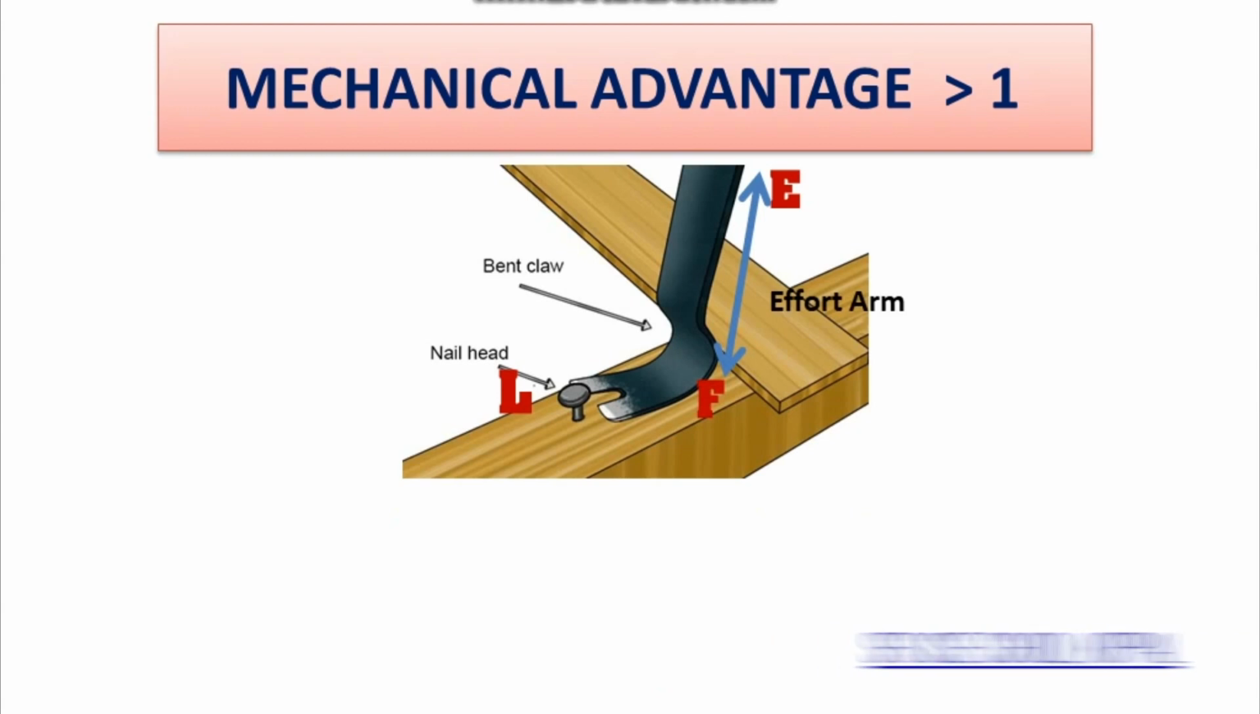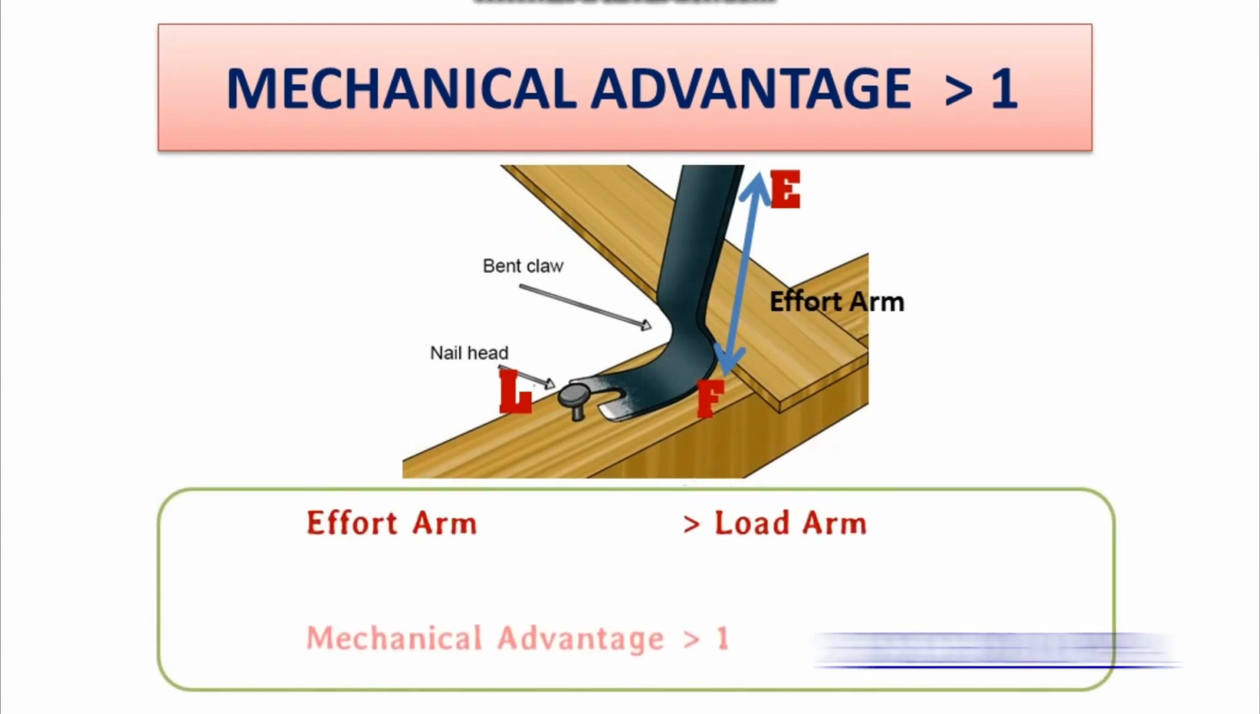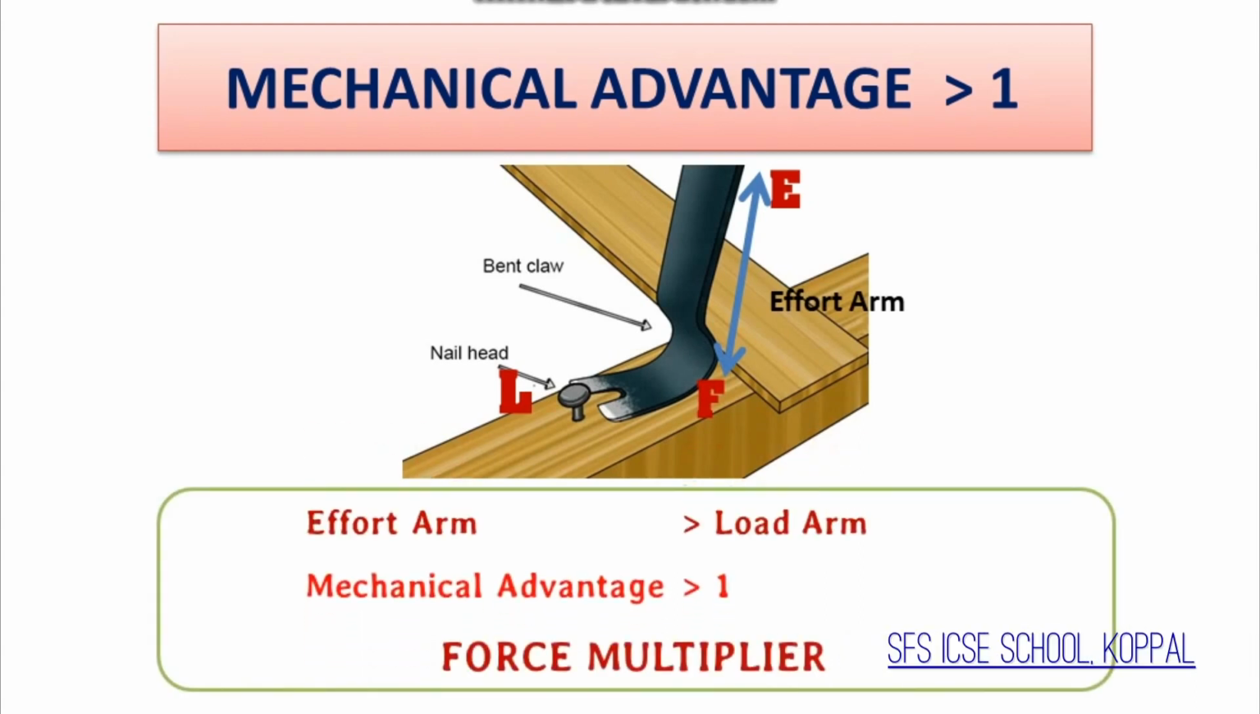In a crowbar, effort is far away from the fulcrum and load is nearer to the fulcrum. So effort arm is much more than load arm, and therefore mechanical advantage is greater than 1. Such levers are used as a force multiplier. We know we cannot remove a nail using our hands. We need to use a machine to do that. The machines which help us to multiply force have mechanical advantage greater than 1.